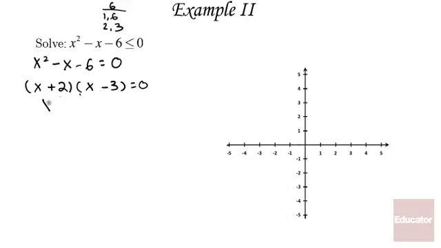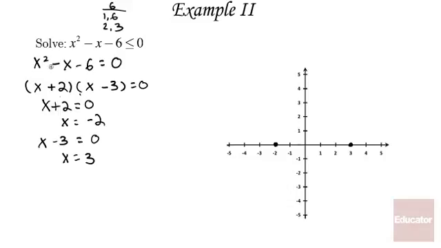Using the zero product property, I get x plus 2 equals 0, and x minus 3 equals 0. So I solve and get x equals negative 2, and x equals 3. So my roots are right here, negative 2 and 3. Something else I know is that this is going to open upward because a is positive.